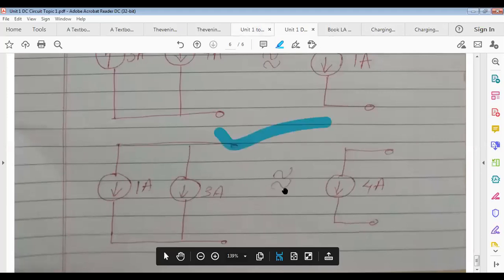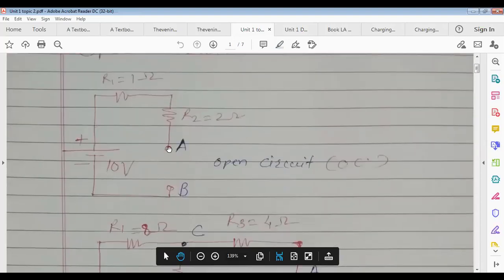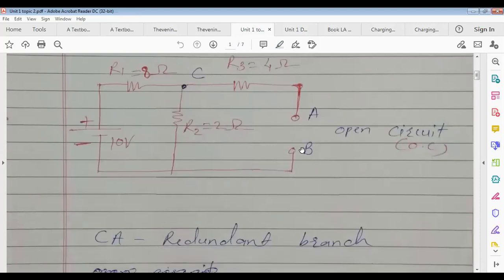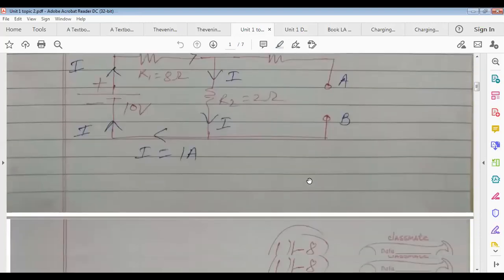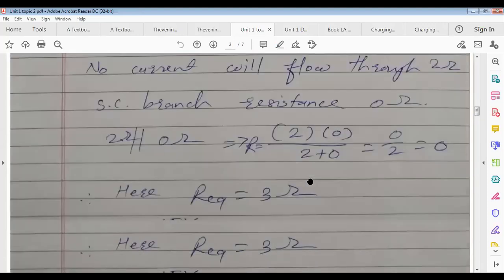Next topic we have seen is open circuit. Suppose somewhere here there is a circuit, and find out the voltage across A and B. Suppose a short circuit is here, find out the voltage across A and B. MCQ question, isn't it? For a short circuit, how much current will flow through the 2 ohm? Or how much current will flow through this short circuit branch? 1 mark question.